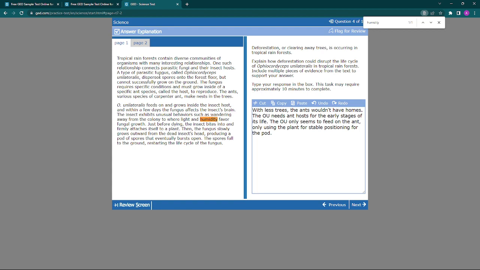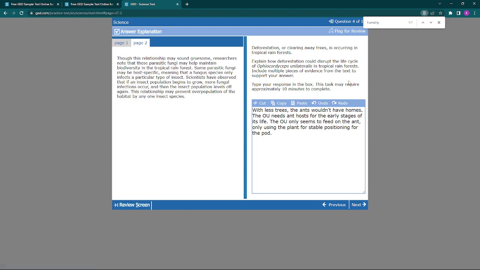Humidity. Okay, sorry. The insect exhibits such as wandering away from the colony to where light and humidity favor fungal growth. See, right there, it attaches itself to a plant, so it's dying, and the insect bites into a plant. So I don't see humidity anywhere. Do you see humidity here? No. Where is it? Where is it?